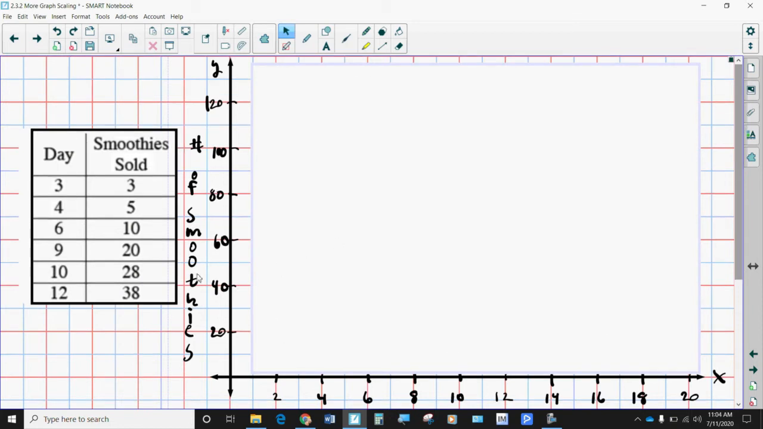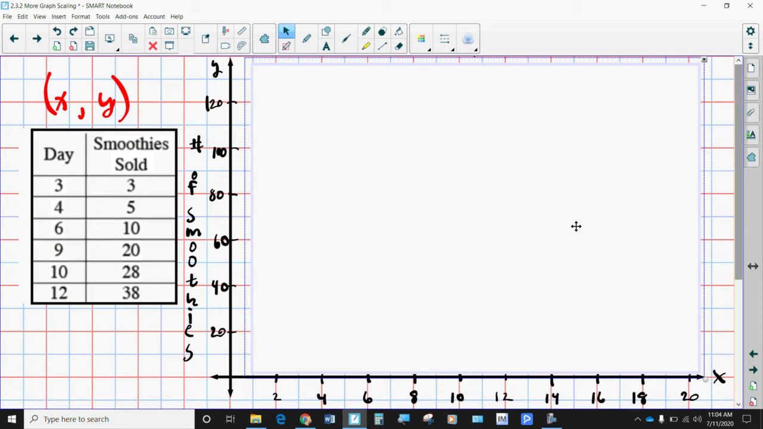Pause your video. If you haven't already copied this down, make sure you copy it down and then create a graph and then plot each one of these ordered pairs. I'll just remind you that we're putting the days on the x-axis. So the number for the day is going to be your x, and the number of smoothies sold will be your y for each of your ordered pairs. Okay, so (3, 3), (4, 5), (6, 10), (9, 20), (10, 28), and (12, 38). Find the x value first, then go up to the y value and plot those points. Unpause when you're ready to continue.